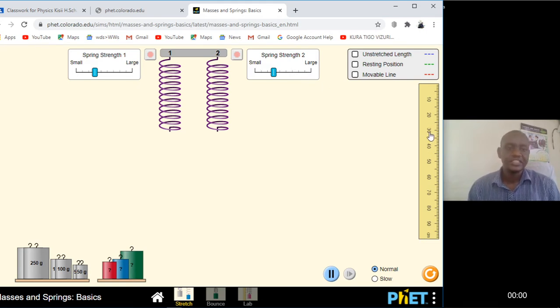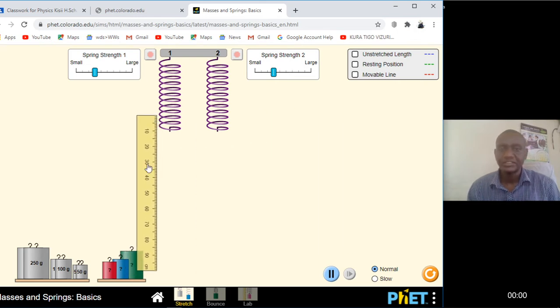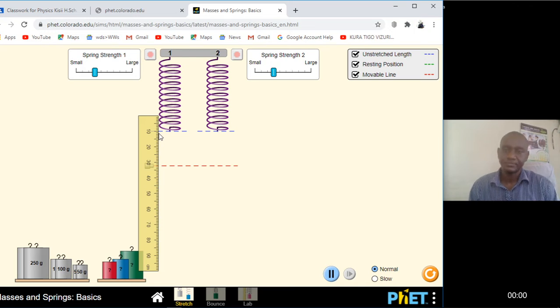So the first thing I did was to place a ruler here. Then I have a stretched length, then I have the resting position, everything. Then I ensure we have a movable line, so I lined the ruler in a way that I can record a reading.